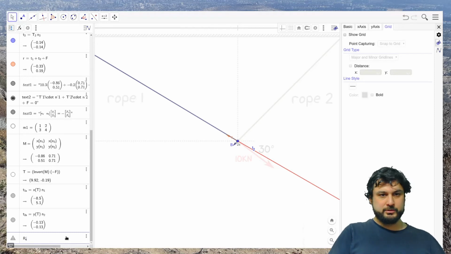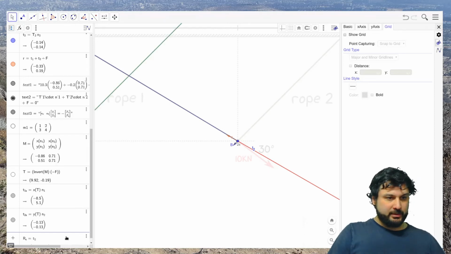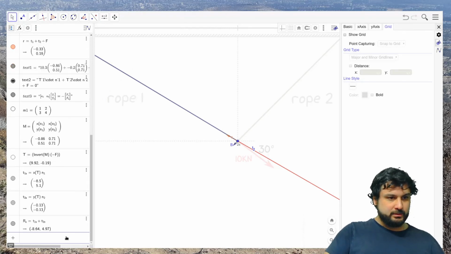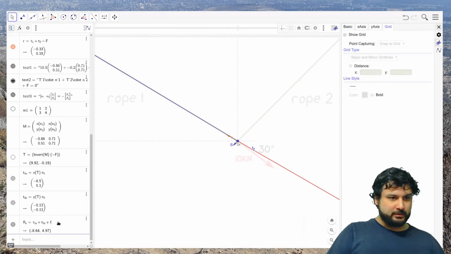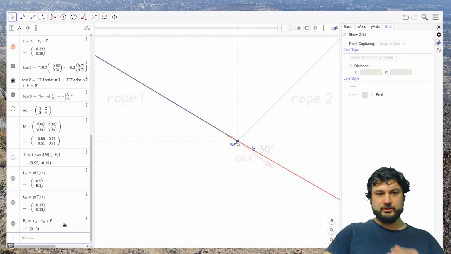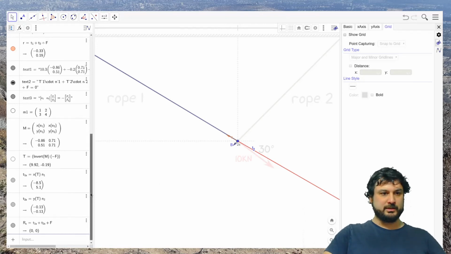But once you get the resultant force for the solution, which would be T1s plus T2s plus F, like this, you'll see that leads to the vector 0. So we've solved the single particle equilibrium problem that we set out to solve.